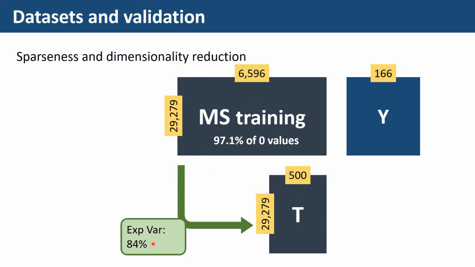And we tried to calculate our neural networks starting both from the raw MS data and from the scores of the PCA, to see if reducing the data dimensionality could help the modeling part.